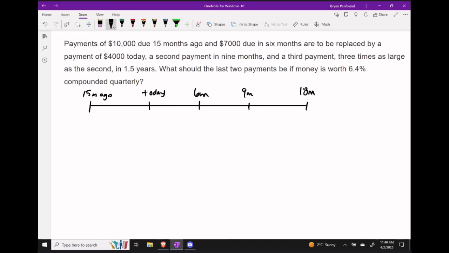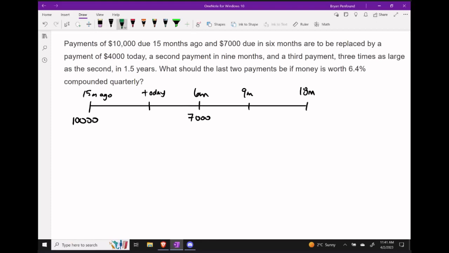Let's go ahead and set up our time diagram. I've highlighted all of our important dates along the time diagram, and let's begin with that first payment stream. The first payment stream will be represented in black. We had a payment of $10,000 15 months ago, and we also have a payment of $7,000 due in 6 months from today.